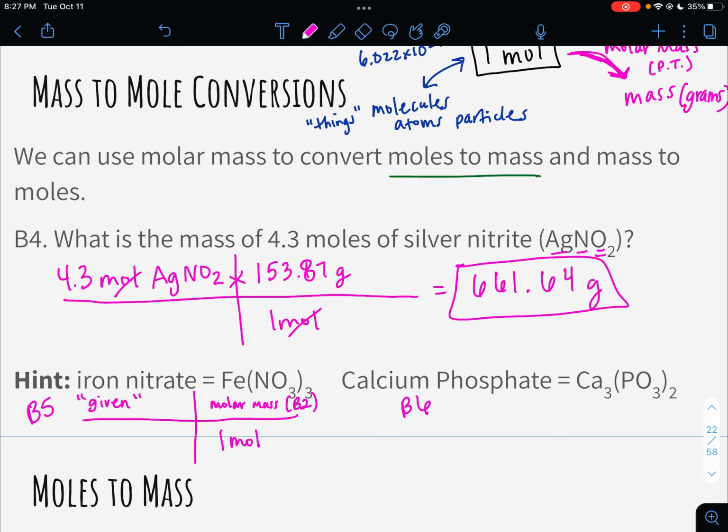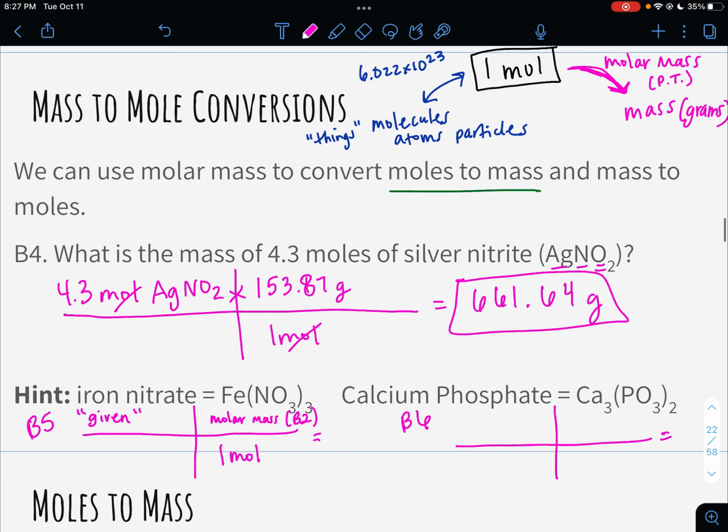Okay, your FeNO3, and then you're going to get an answer. You're going to do the same thing for calcium phosphate. Again, set up your train tracks, whatever you're given. Plug in your conversions and then go ahead and solve for an answer. So if you want to stop right here for just a second and calculate those, that would be great. And then you can move on to the next step.